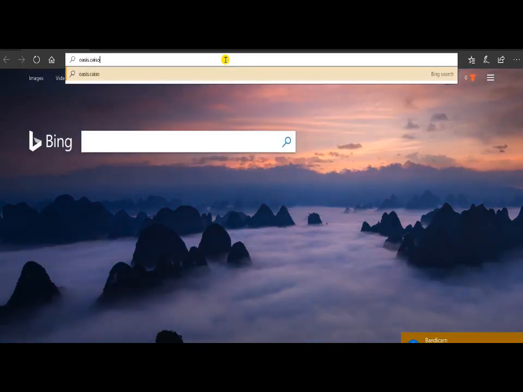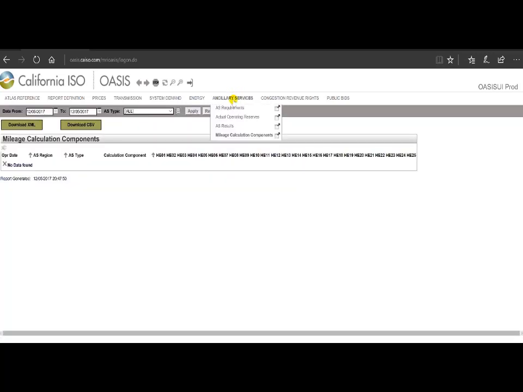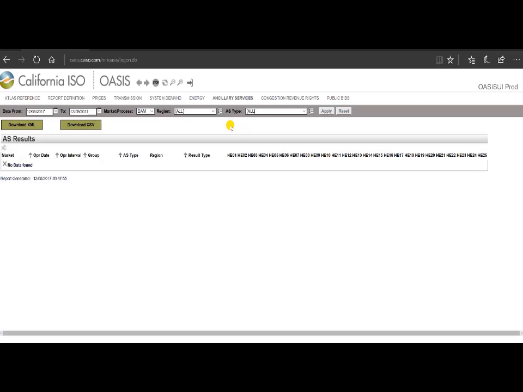The final chapter of this presentation will take us to the CAL-ISO's Oasis, or Open Access Same-Time Information System, to show how to obtain some basic ancillary service award information. At Oasis, navigate to Results. Take notice of the 3 market processes where ancillary services awards are available: DAM, RTM, and HASP. Recall that HASP is one of the real-time pre-dispatch processes. Notice the 2 regions and 8 subregions. Notice the product types. Notice how you can choose the dates to search for results.